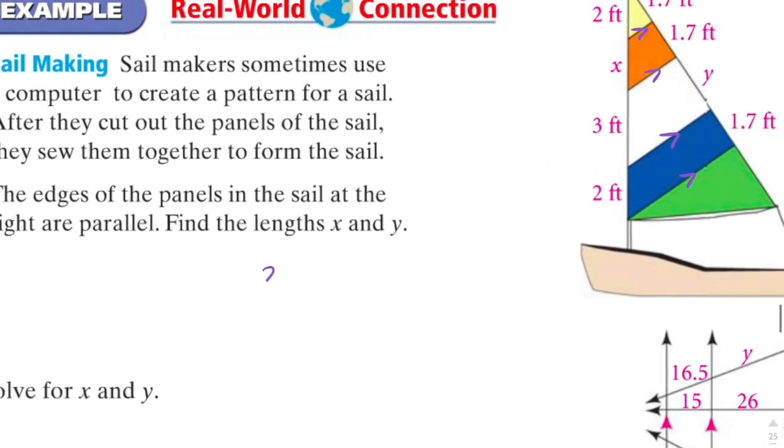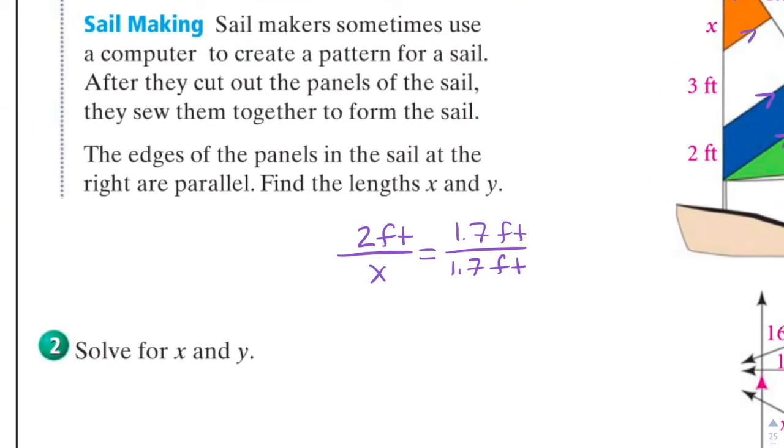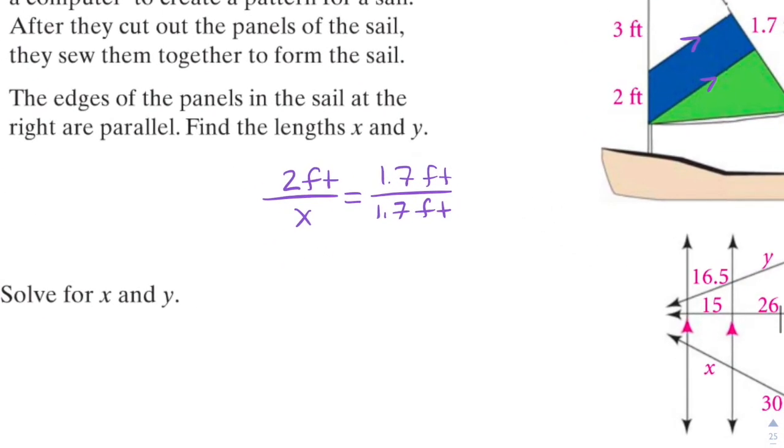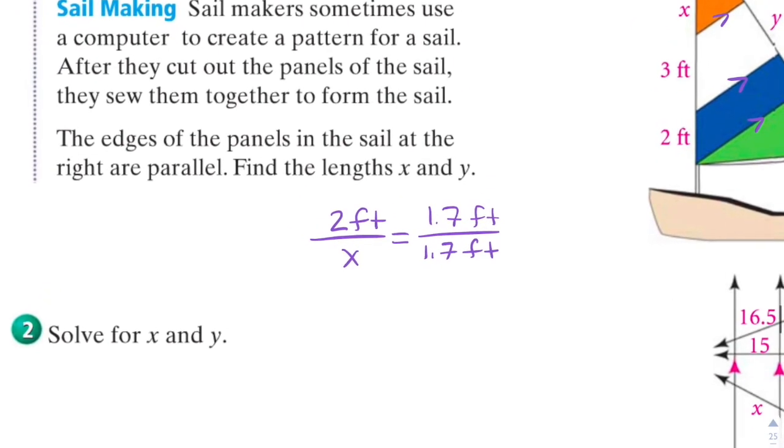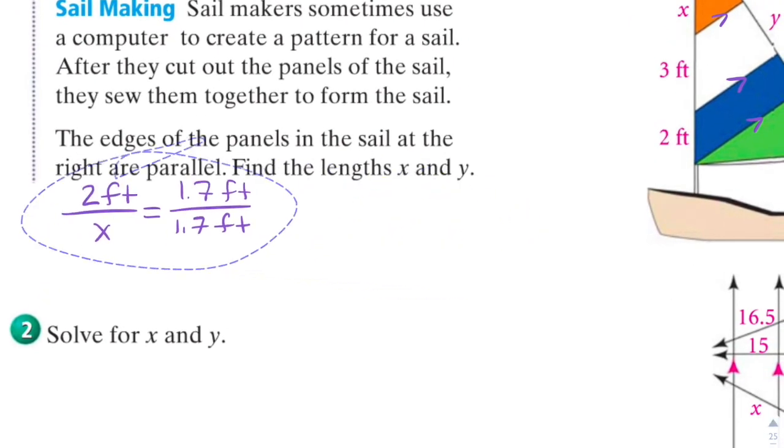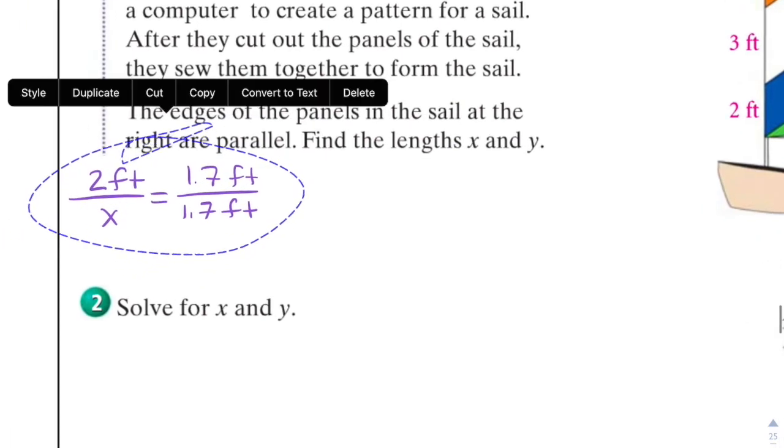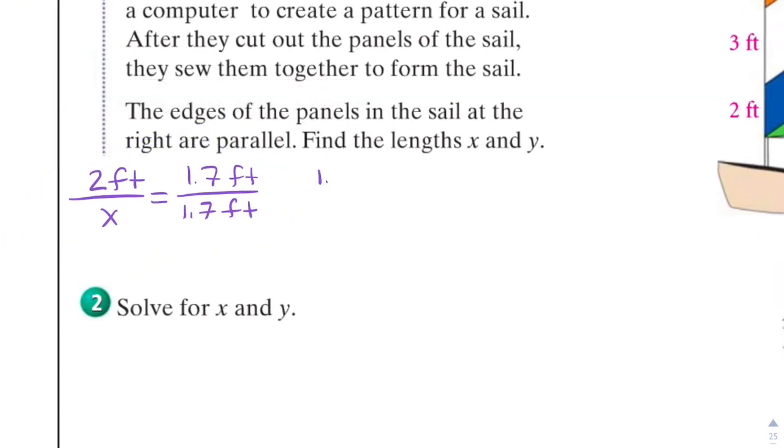We have 2 feet is to x as 1.7 feet is to 1.7 feet. I think you see how this is going to work out. X is going to have to be 2 because 2 divided by 2 is 1 and 1.7 divided by 1.7 is 1. But let's do our cross products, we get 1.7x equals 3.4. And I'm going to get x is 2.